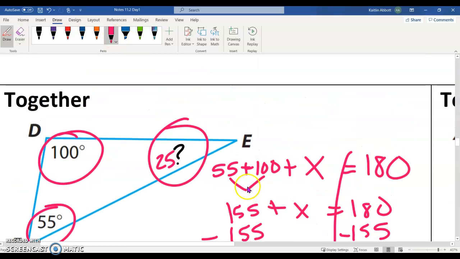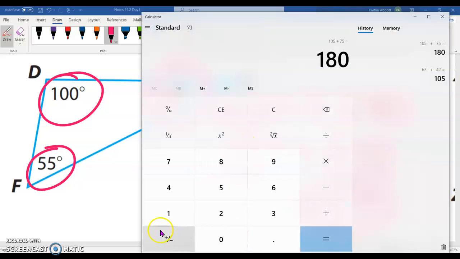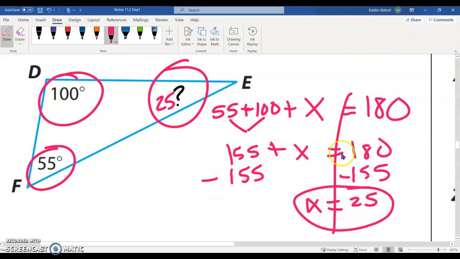Remember, plug it in the calculator, see if we got it right. 100 plus 55 plus 25 equals, ding, ding, ding, 180. We got it. So that one's correct.